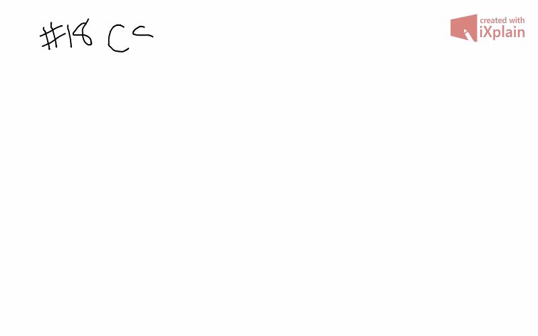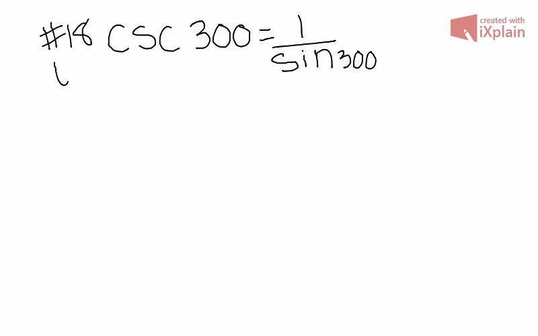All right, getting going on number 18 here. So now we have the cosecant of 300. Remember, cosecant is the same thing as 1 over sine. So it's the same thing as 1 over sine of 300.